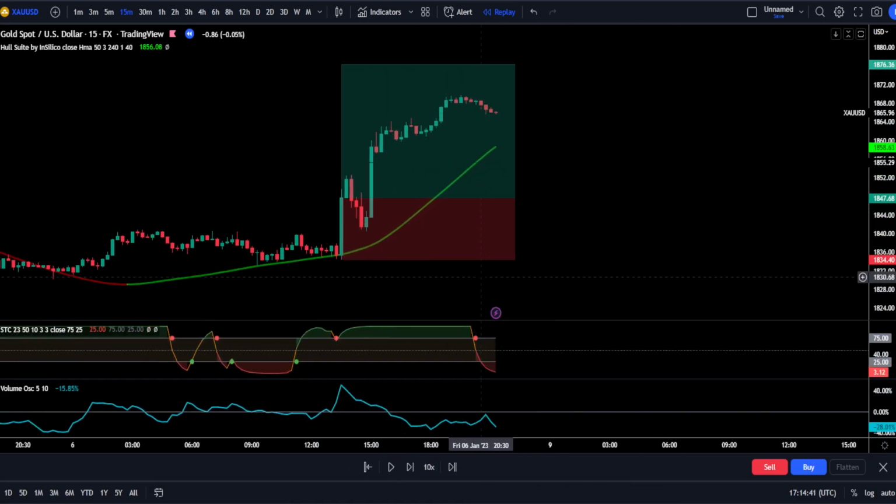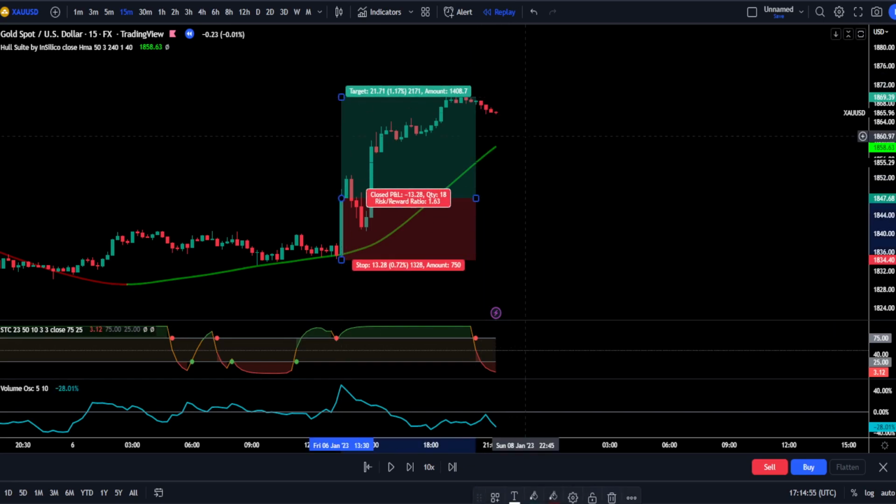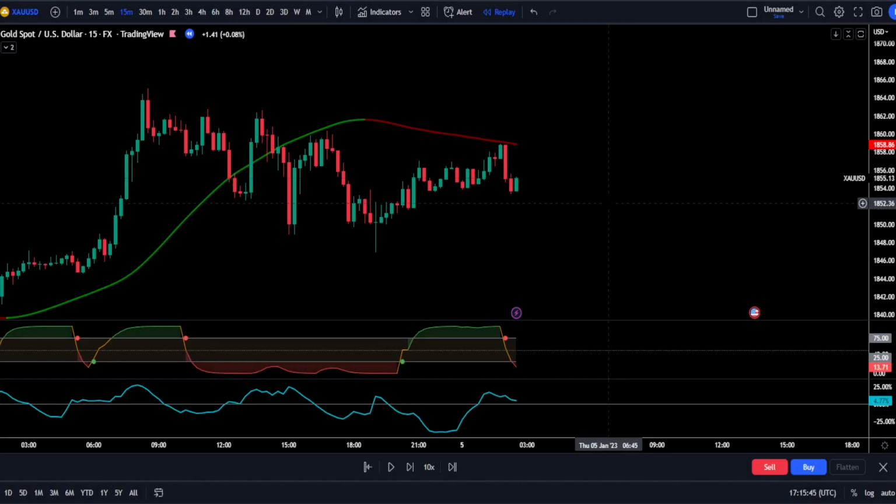Okay, so we see that the trade is running in profit and we just got an exit signal here, so we're going to go ahead and close our position. And here we see our risk to reward ratio was 1.63 and we managed to return 1.1% profit on our account. Exactly opposite is true for short trades.